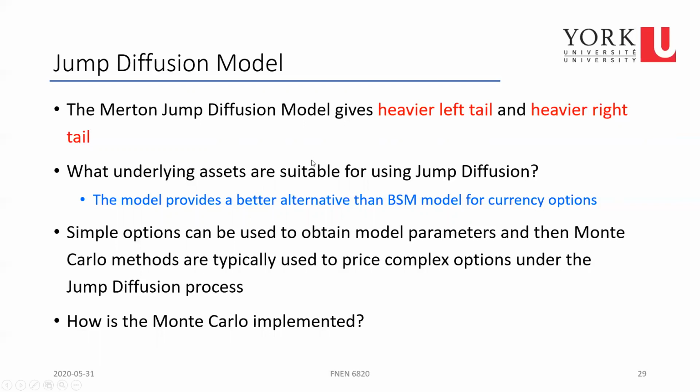Now, for the jump diffusion process, this model gives a heavier left tail and heavier right tail, which means that it is very suitable to be utilized for currency options, because as we have seen, for currency options there is a volatility smile rather than volatility skewness.